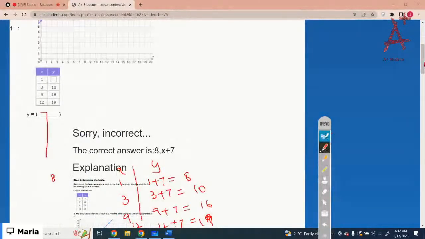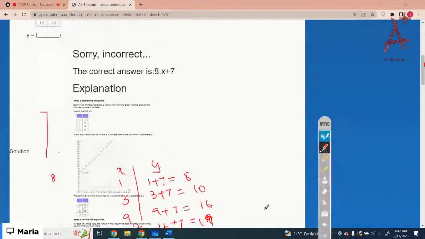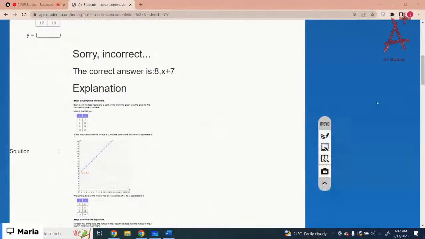So you have to basically find the equation. Got it? So here is the table. That is the value of x: 1, 3, 9, 12. And for each value, you have to add 7. So it would be x plus 7. Got it? So the equation is y equals x plus 7. Got it? Let's just start with the test questions.